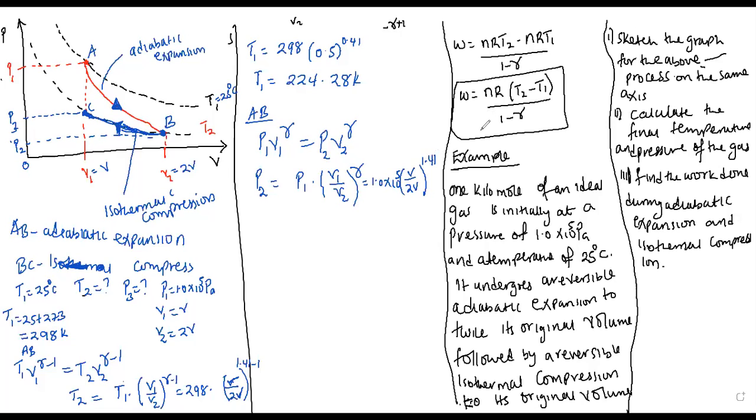Did I give you that gamma was 1.41? I forgot, gamma was 1.41. So when you divide off and press the calc, what value of pressure P2 do you attain? Pressure P2 is going to be 1.0 times 10 to the power 5 times 0.5 to the power 1.41. Press the calc and get the answer.